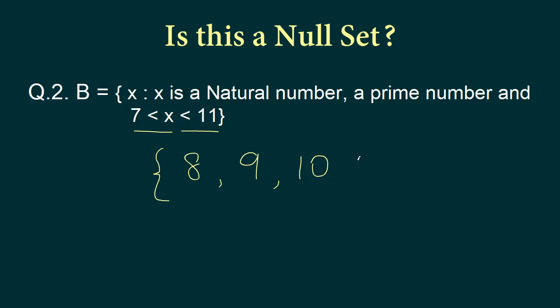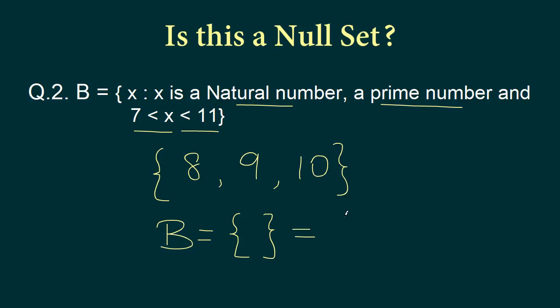So x can be any of these values. Now, are these prime numbers? Remember that x also has to satisfy these three conditions. It is a natural number. They are all natural numbers. But x is also a prime number. This is not a prime number. This is not a prime number. This is not a prime number. So we say that here again, set B does not contain any element. So this is actually a null set.